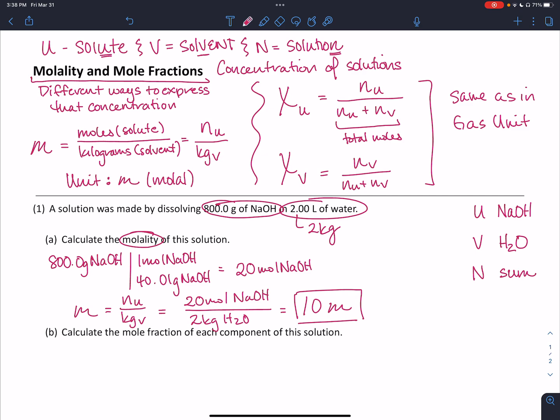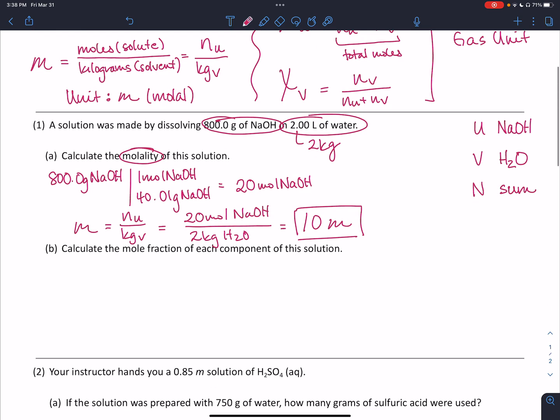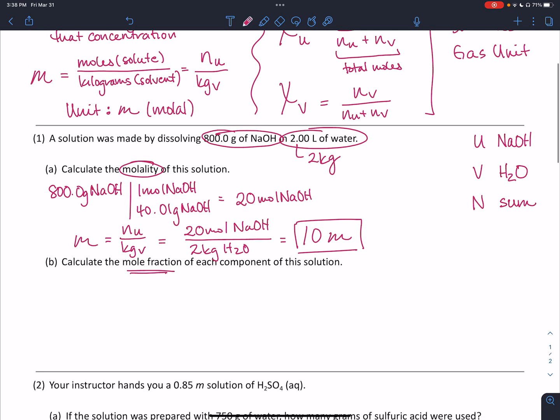Okay? All right, for part B, it says calculate the mole fraction of each component of the solution. All right, well, for mole fraction, I'm going to need the parts and the wholes. I have one of my parts. I've already calculated the moles of NaOH, but I also need the moles of H2O.